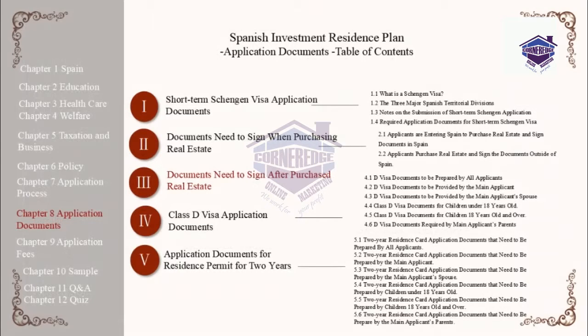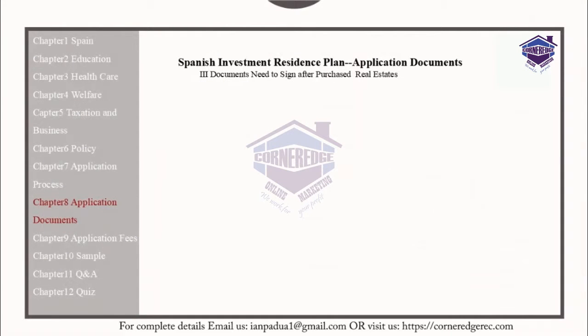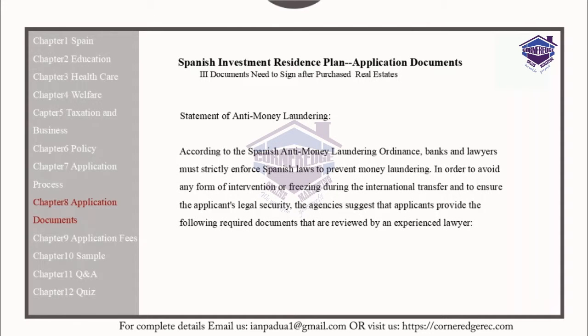Now, let's move on to Part 3, Documents needed to sign after purchasing the real estate. The statement of anti-money laundering is required by the Spanish Anti-Money Laundering Ordinance, which stipulates that banks and lawyers must strictly enforce Spanish laws to prevent money laundering. In order to avoid any form of intervention or asset freezing during the international transfer, and to ensure the applicant's legal security, the agencies suggest that applicants provide the following required documents that will be reviewed by an experienced lawyer.